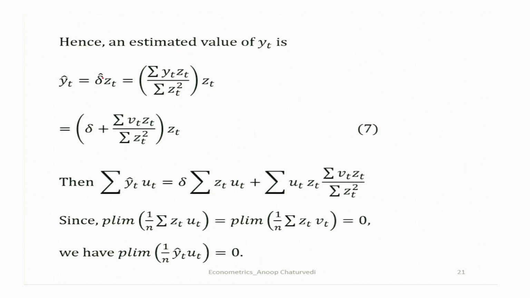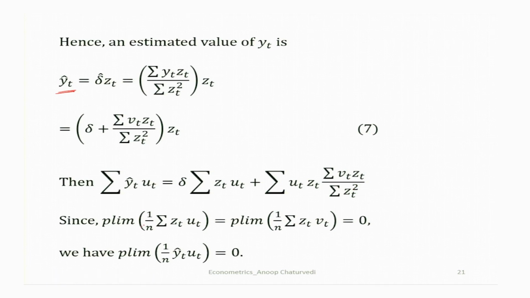Say y t hat is equal to delta hat z t. So, this is the predicted value of y or estimated value of y. We substitute the value of delta hat here, and then you can easily verify that summation y t z t upon summation z t square is equal to delta plus summation v t z t upon summation z t square. You simply substitute the value of y t here into z t. And if you take summation y t hat u t, this is equal to delta summation z t u t plus summation v t z t divided by summation z t square.